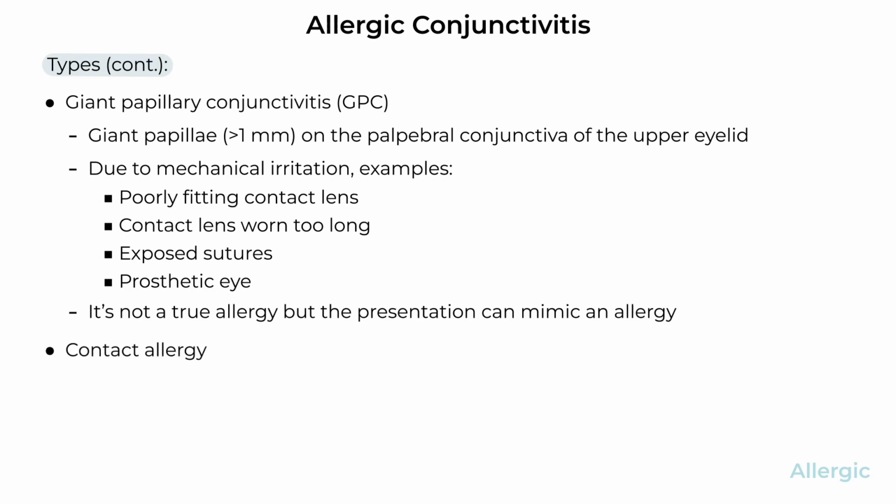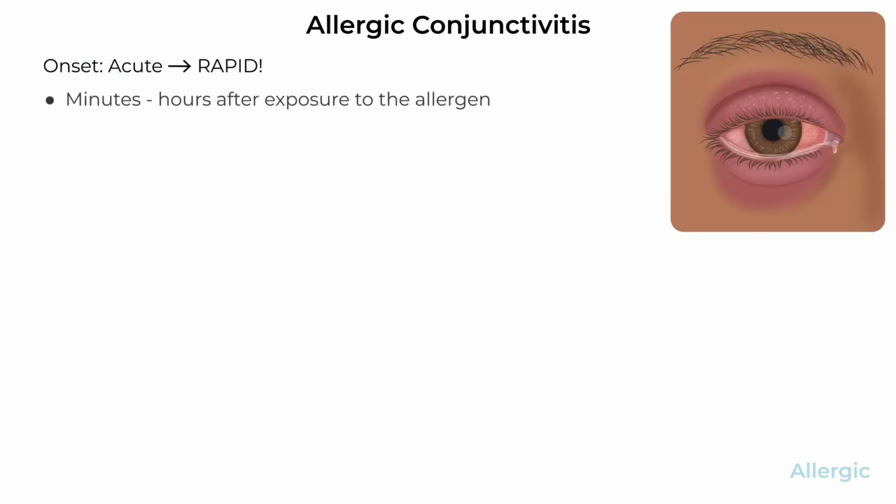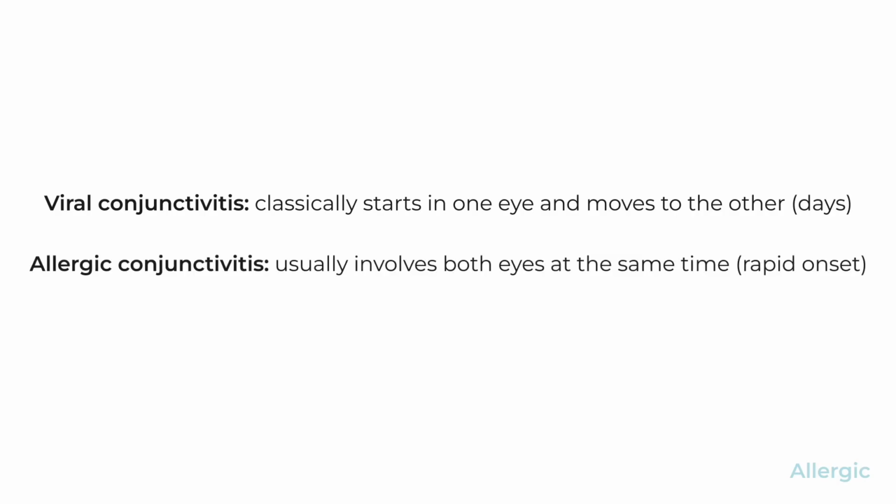There's also contact allergy, which generally occurs from direct contact, like makeup or contact lens solution. The onset is acute. In laterality, it's usually bilateral. Remember, in viral conjunctivitis, it could be unilateral or bilateral, but classically starts in one eye and moves to the other eye. But in allergic conjunctivitis, both eyes are usually affected at the same time.